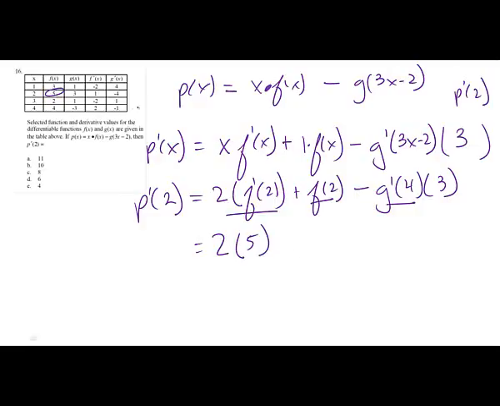Oh, I'm sorry. CJ's right. F prime of 2, which is 1. Make sure you're reading your chart right. Okay, because it'll mess it up. I bet that answer is there, though.